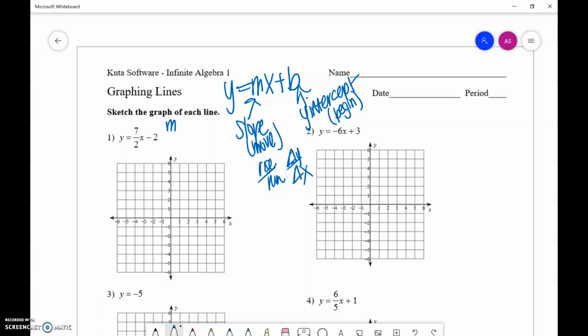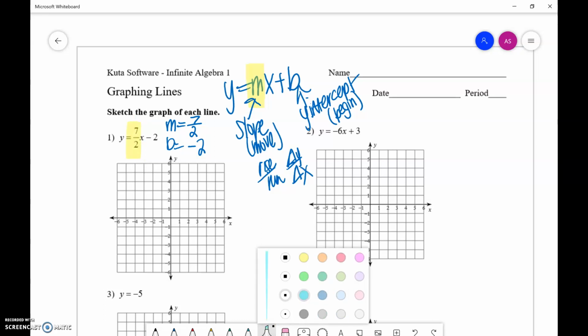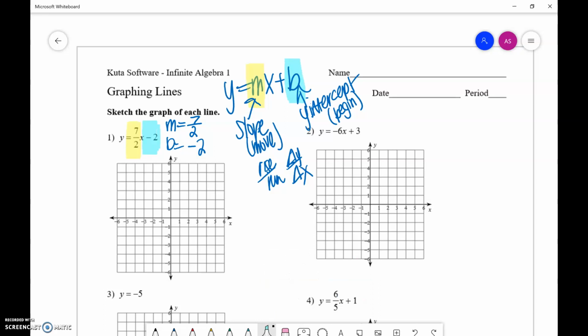So on each of these problems, I'm going to first identify the slope and the y-intercept. So the slope for number 1 is 7 over 2. And then my y-intercept is -2. Okay, so again, your slope is always the number before the x. Okay, and your y-intercept is always here after that mx part. Okay, so realize with it being -2, I have to take account that that's going to be -2.